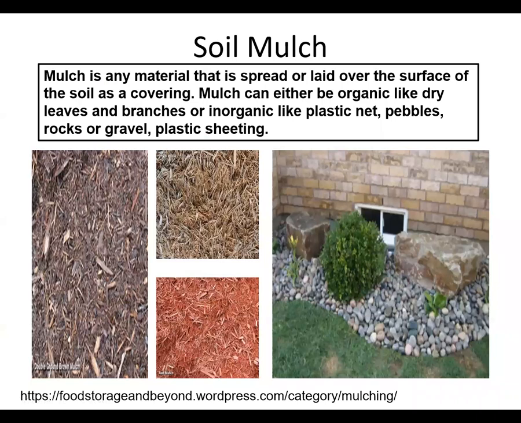Another way to prevent erosion is by using soil mulch. There are two types of soil mulch. We have the organic. Organic includes dry leaves and branches, while inorganic include plastic net, pebbles, rocks, gravel, and plastic sheeting. Now, this one on the left, these are organic because these are shredded branches and leaves, while this one is inorganic because these are rocks and some of them are even plastics.